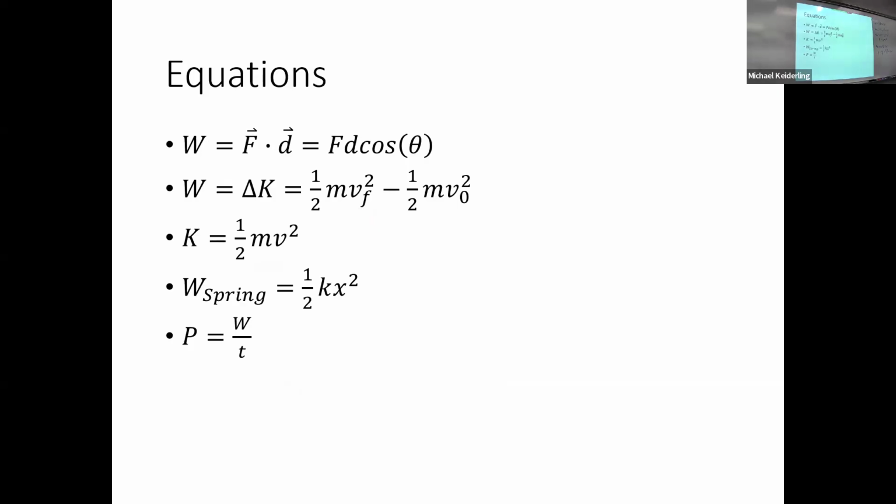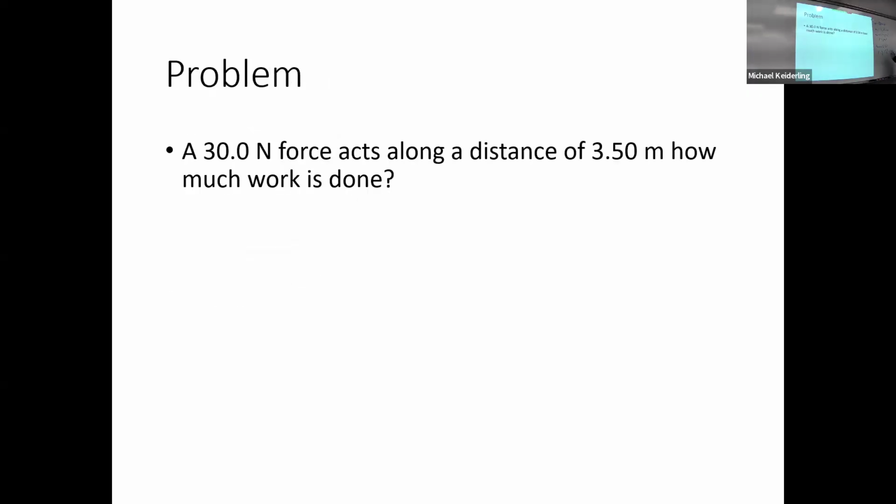So work is force dot distance, or F d cosine theta. Work is the change in kinetic energy, 1/2 m v final squared minus 1/2 m v initial squared. Kinetic energy is 1/2 m v squared. Work against a spring is 1/2 k x squared. Power is work over time. So here, if you have 30 newtons of force that acts along a distance of 3.5 meters, how much work is done?